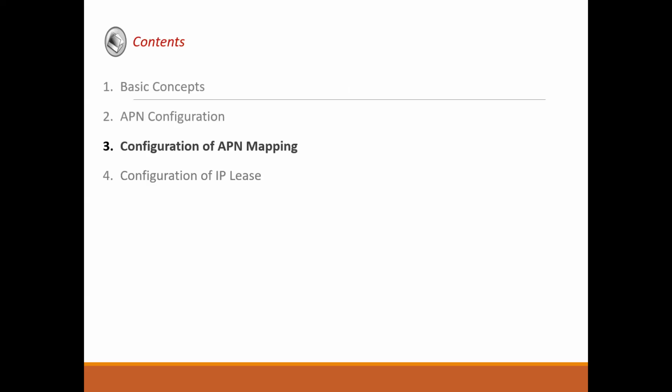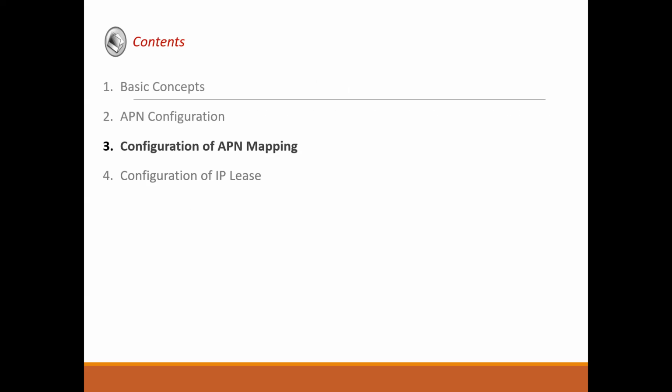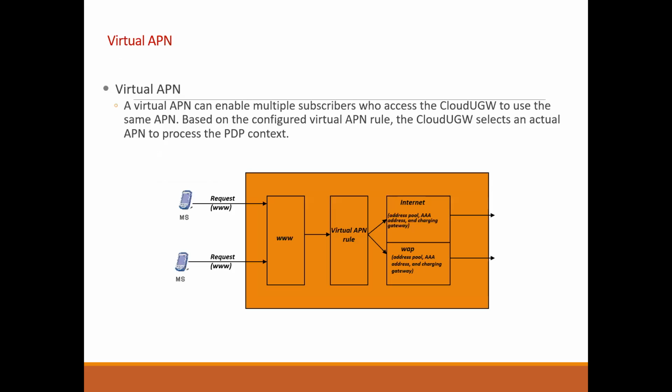Okay. Next, we are going to look into APN mapping. You must have heard two terminologies. One is virtual APN and one is the alias APN. So we're going to have a little bit of overview of what these two things are. Okay.